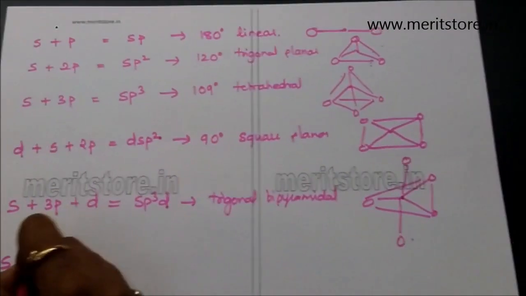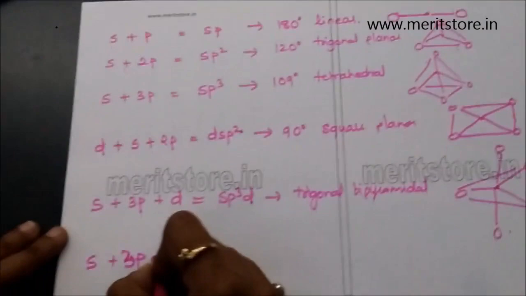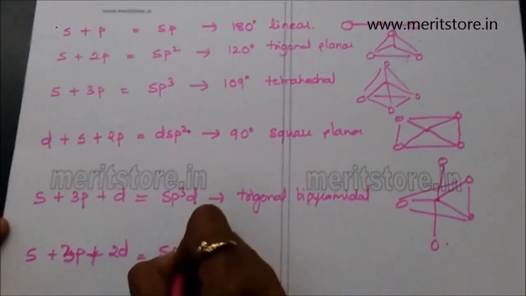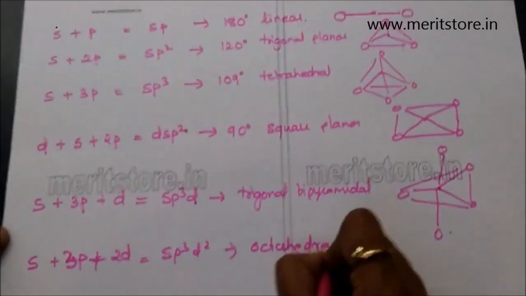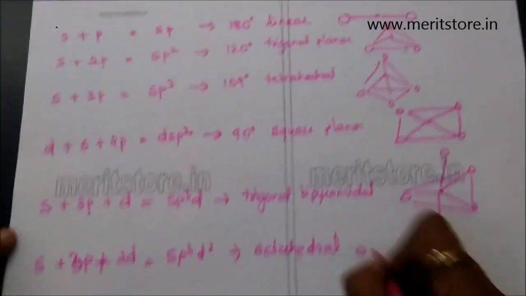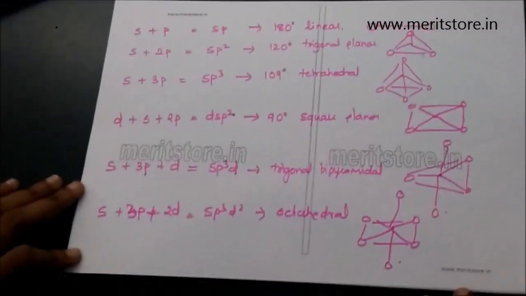We can also have 1s, 3p and 2d combination. So it is sp3d2, called octahedral geometry, in which the central atom is bonded to 4 atoms forming a base of a square. One is above the plane, one is below the plane.